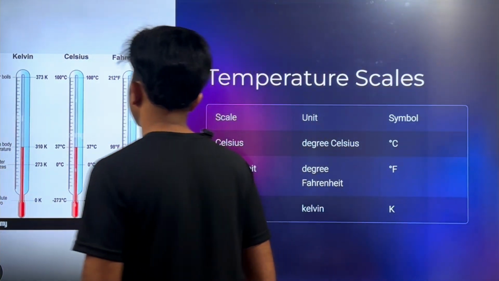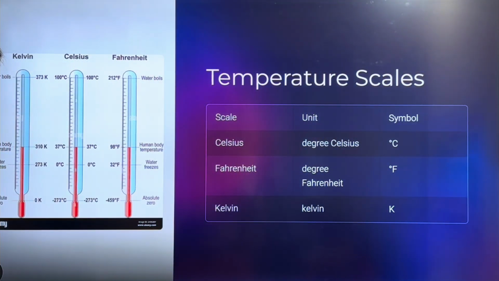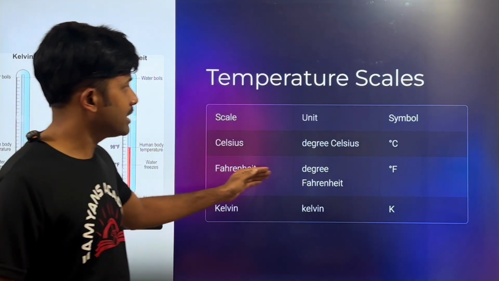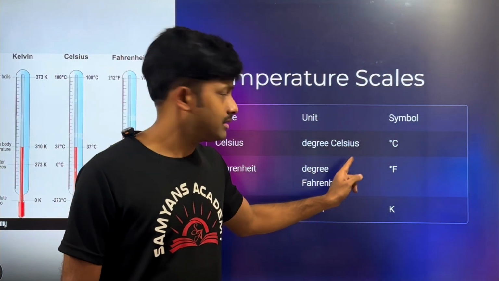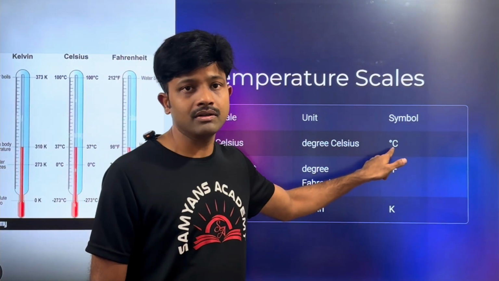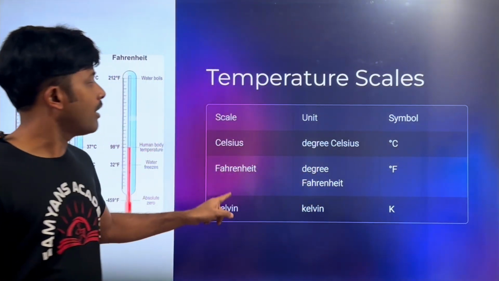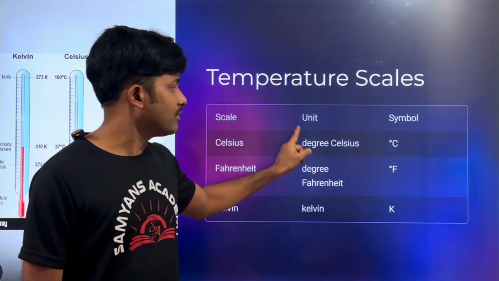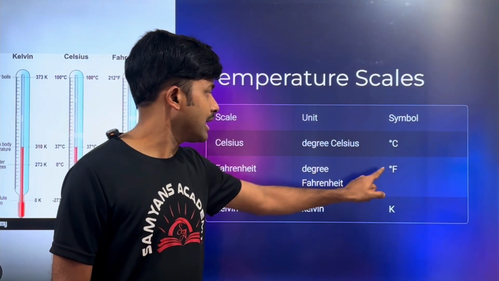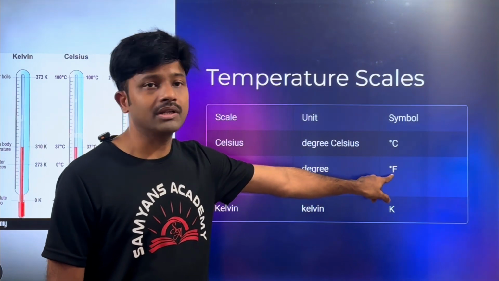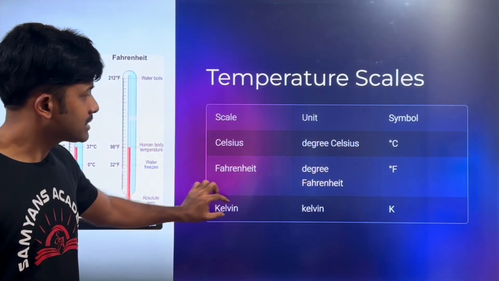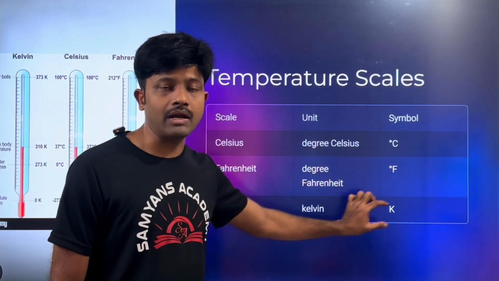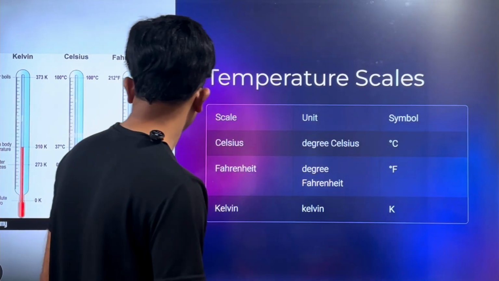Now here we have some temperature scales. We have the Celsius scale, whose unit is degree Celsius, indicated with the letter C. The Fahrenheit scale, whose unit is degree Fahrenheit, is indicated with the symbol F. And the Kelvin scale, whose unit is Kelvin, is indicated with the symbol K.